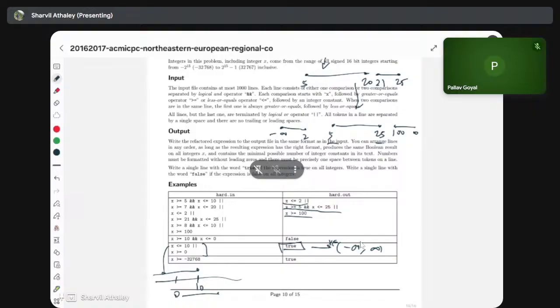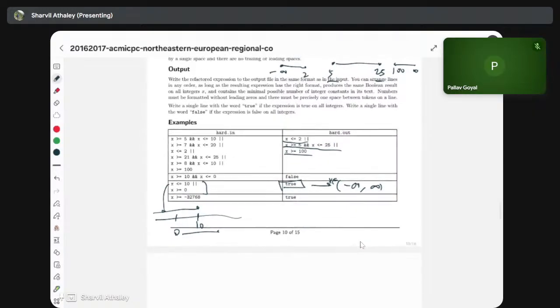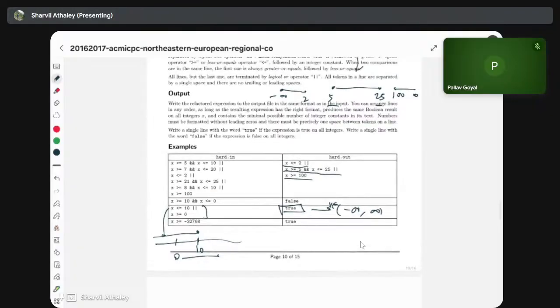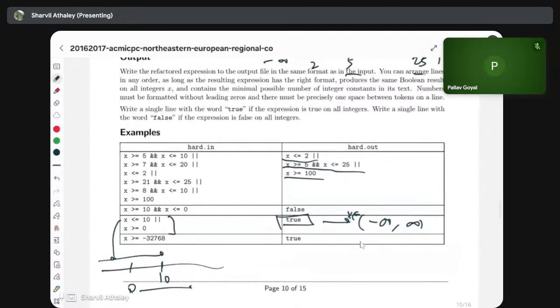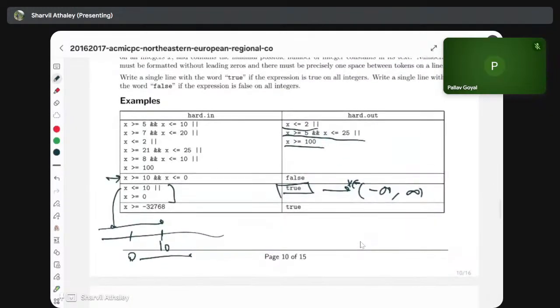Sorry for the technical difficulty. So now we've given this example: x less than or equal to 10 or x greater than or equal to 0. So these constraints encompass all of our integer values. So hence we'll print true in this case.